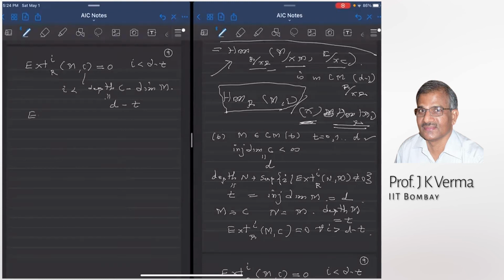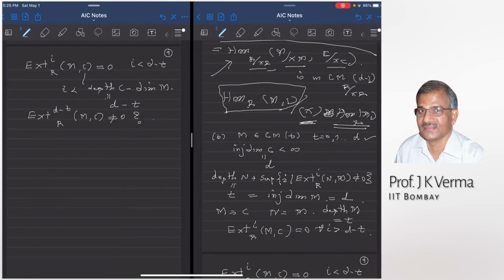And why do you think that the D minus Tth Ext is non-zero? Can anybody tell me why the D minus Tth Ext is non-zero? Why is this module non-zero? Because the supremum of i where that is non-zero is the injective dimension of C minus depth of M. Right. So that is built into the formula.